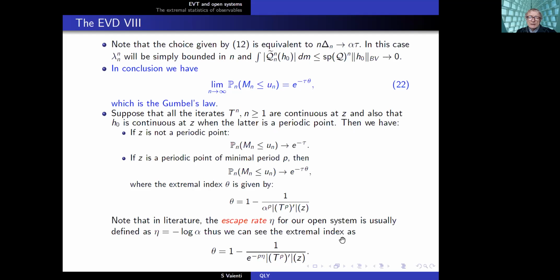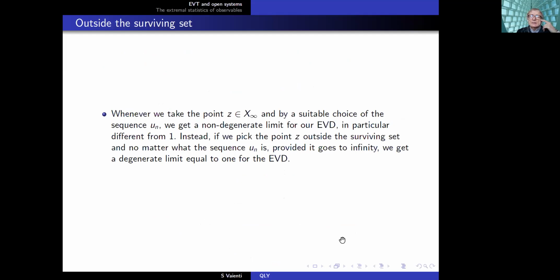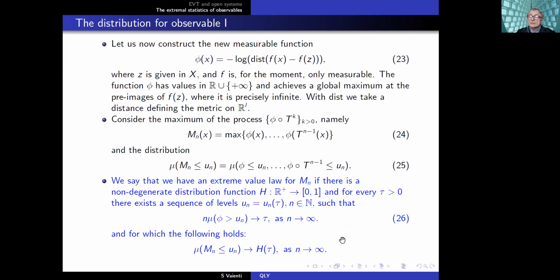Okay. The second part was motivated by a different issue. Namely, we consider a different observable, which was not the distance between a point and a target point, but between the image of the point and the image of the target point. So basically, we call it the extreme value for observable. And the reason is the following.